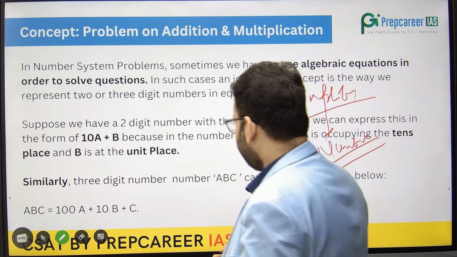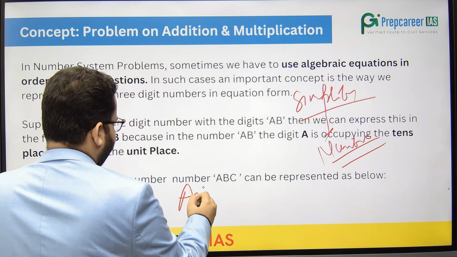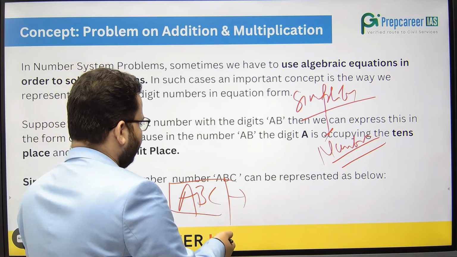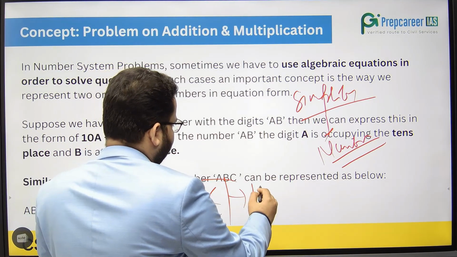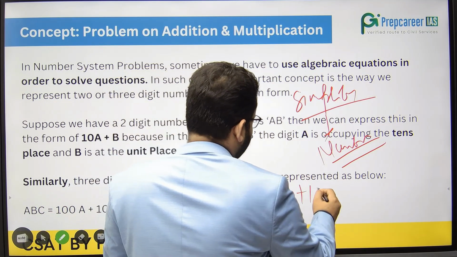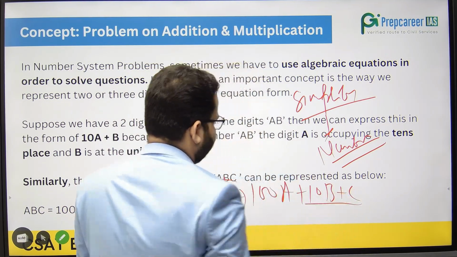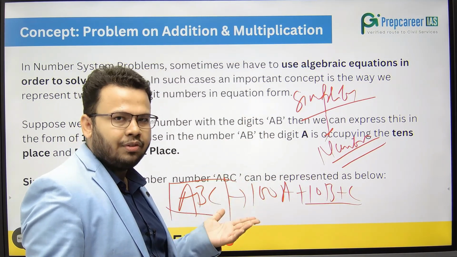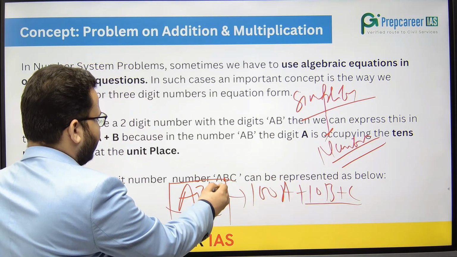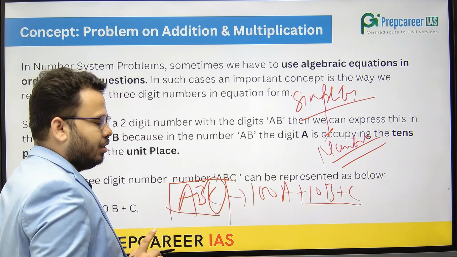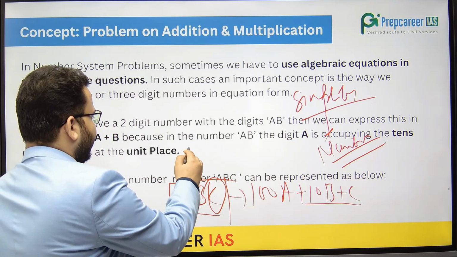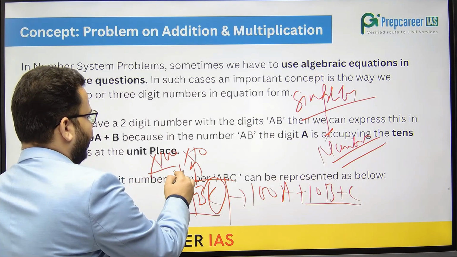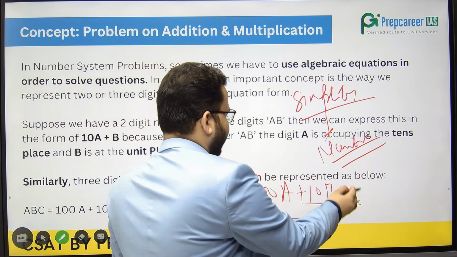For example, you have been given a 3-digit number ABC. So how are you going to simplify it? You have to write this as 100A plus 10B plus C. Can you write ABC in this form? Definitely. The reason being C is at the unit place, so C will be multiplied by 1. B is at the tens place, it will be multiplied by 10. A is at the 100 place, it will be multiplied by 100, and this is the number you will get.